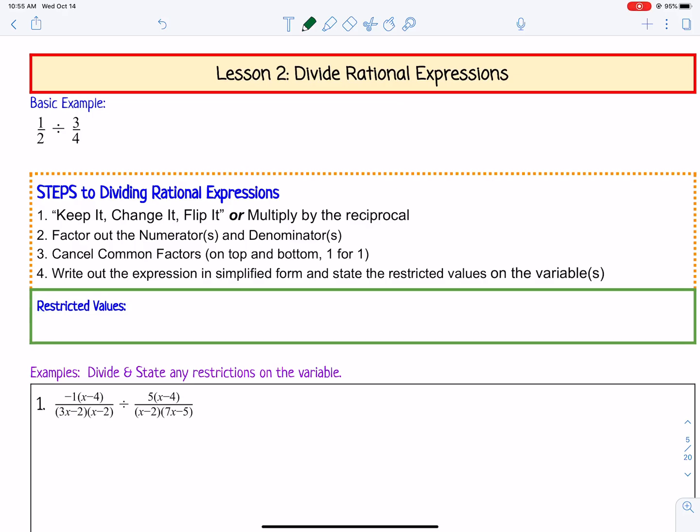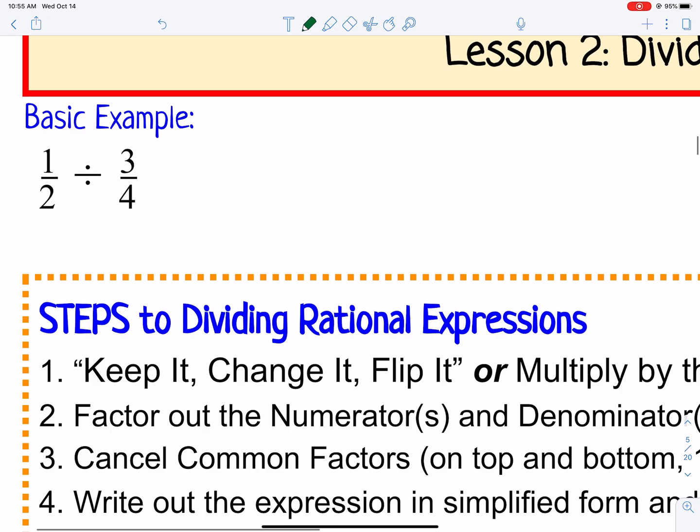In this video, we're going to take a look at dividing rational expressions. So let's start with this basic example of 1/2 divided by 3/4. So you want to start with 1/2 and you want to multiply it by 4/3. So instead of dividing a fraction by another fraction, we always multiply by the reciprocal.